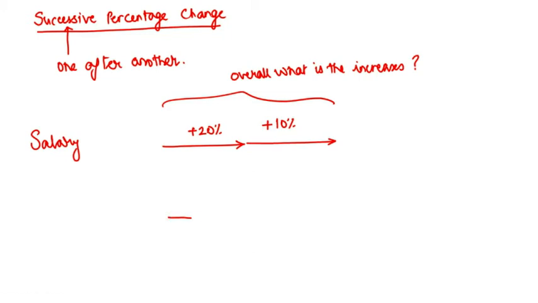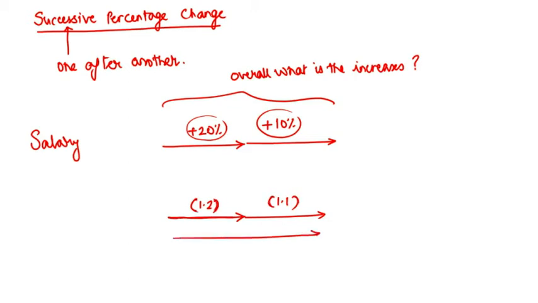Now what I will do is write it in multiplying factor. Increases by 20%, so multiplying factor is 1.2. Increases by 10%, so multiplying factor is 1.1. Now what is the overall? Bracket means multiply. Overall is 1.2 into 1.1. Multiply the two. Multiplying factors will be multiplied. That is nothing but 1.32. Therefore, overall it increases by 32%.